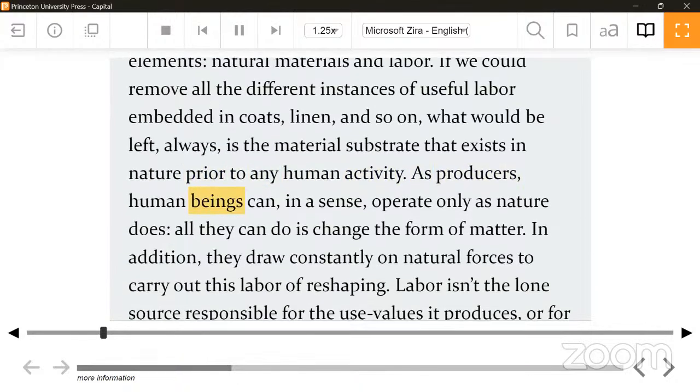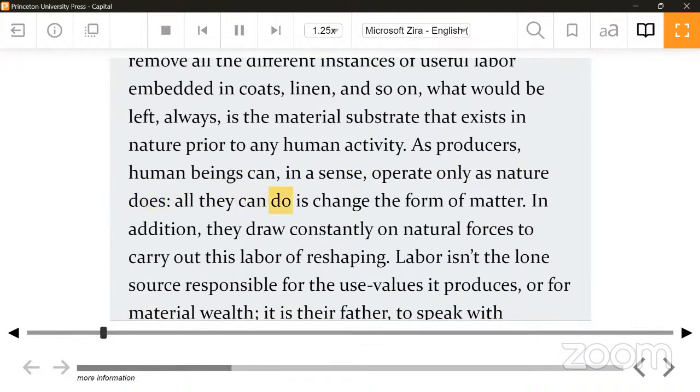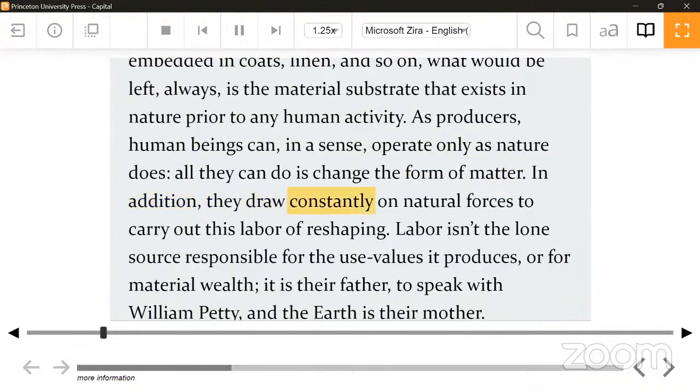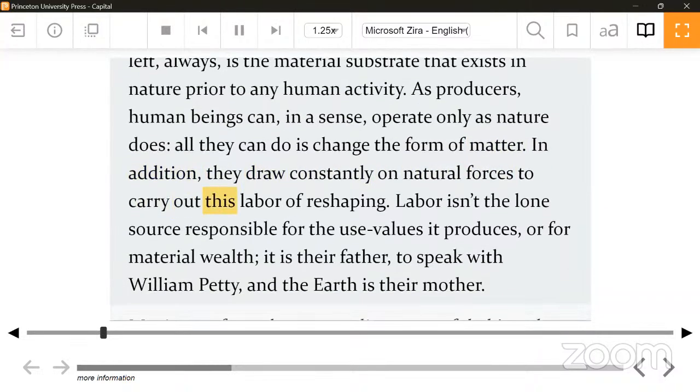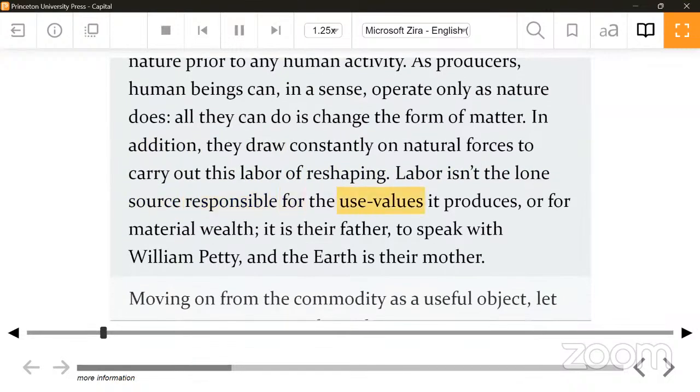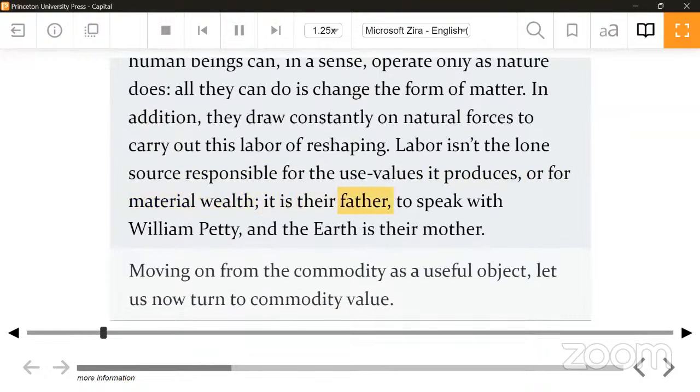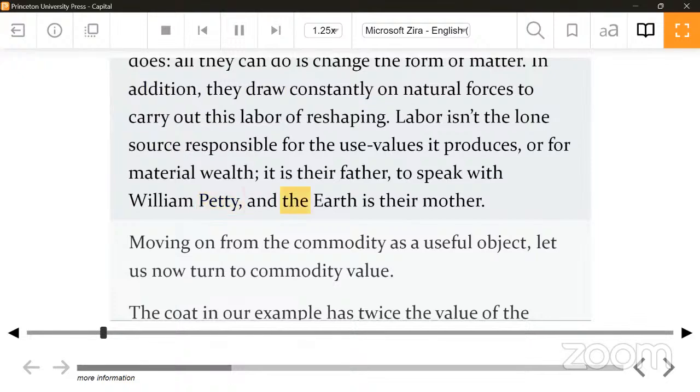As producers, human beings can, in a sense, operate only as nature does, all they can do is change the form of matter. In addition, they draw constantly on natural forces to carry out this labor of reshaping. Labor isn't the lone source responsible for the use values it produces, or for material wealth, it is their father, to speak with William Petty, and the earth is their mother.